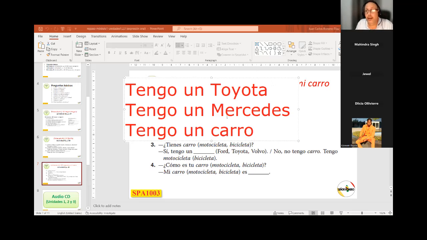Bueno, now Mahindra, ¿tienes un carro? Sí, tengo un Toyota. Tengo. I have. Say it again. Tengo un Toyota. Muy bien, Mahindra. Sí, tengo un Toyota. ¿De qué color es tu Toyota? Mi Toyota es rojo. Mi Toyota es blanco. ¿De qué color es tu Toyota, Mahindra?